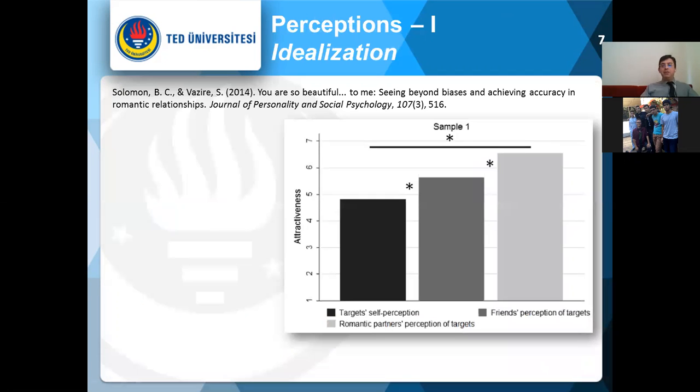Now, what might influence then our overconfidence in our judgments? What might influence our inaccurate judgments about our partners? One of the processes proposed by social psychologists is the so-called process of idealization. Idealization means that we have a definition of an ideal partner in our minds, and we come to assimilate our partners to this ideal schema. So perhaps our partner is not that ideal, but we come to perceive our partners as the ideal partners as we define it in our minds.